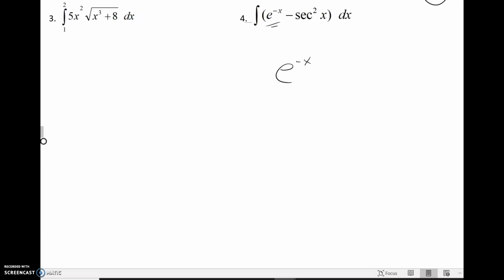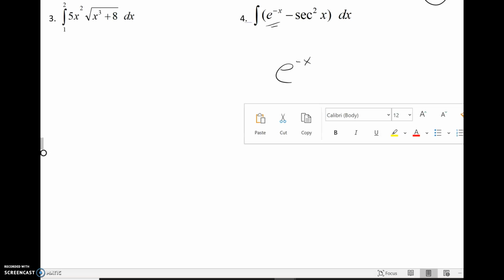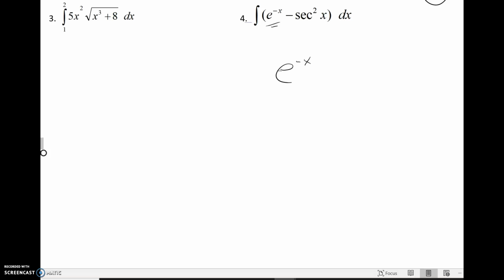Well, if I guess e to the negative x, remember, you can always check it by taking the derivative of that. The derivative of e to the negative x is not e to the negative x. You'd have to do the chain rule and you'd get another negative there. So we could probably figure out that negative e to the negative x should work out. If I differentiate that, I get negative e to the negative x times the derivative of negative x, which is -1, and I'd end up with that.